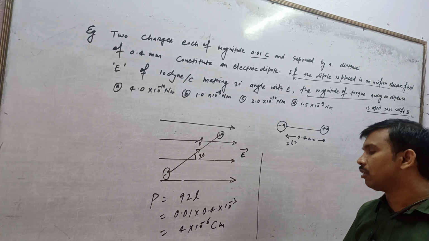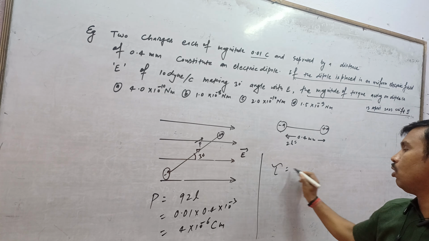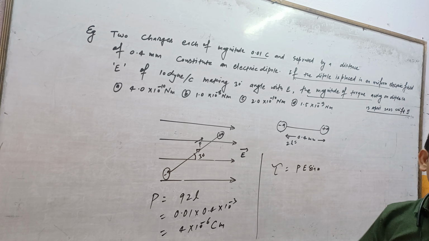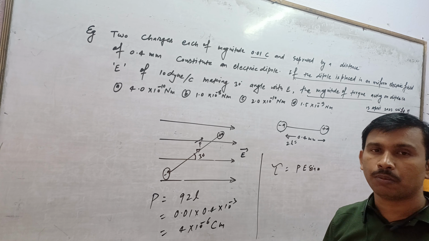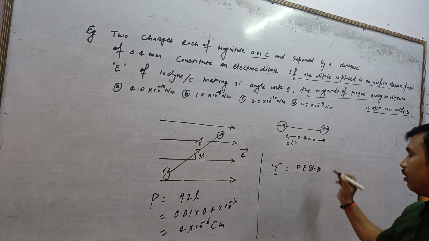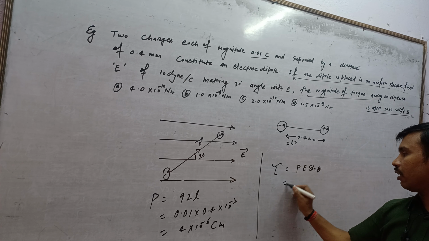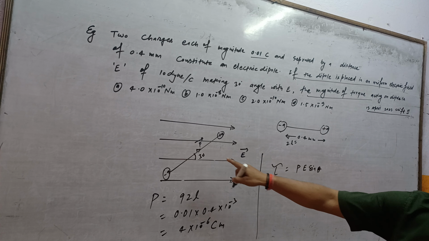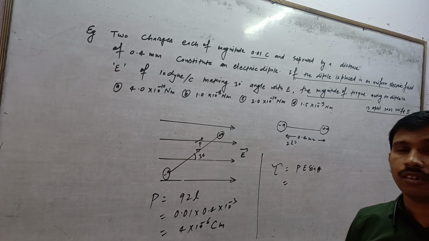Now we have to find the torque. Torque is equal to PE sin theta. When an electric dipole is placed in a uniform electric field, the torque expression on the electric dipole is PE sin theta, where P is the electric dipole moment, E is the electric field, and theta is the angle between the electric dipole moment and the electric field.